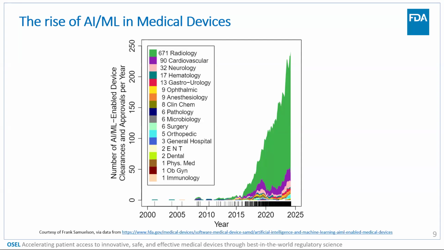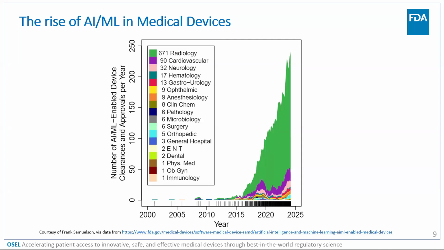And because we're in Minnesota, for those of you who don't know, I just want to point out that Minnesota has been a big hub for cardiovascular devices. The first pacemaker was invented at the University of Minnesota, and the cardiovascular device space is still really big here. But yeah, most of these are in radiology, but as you can see, there's a sharp uptick in the last 5 years in these types of devices.